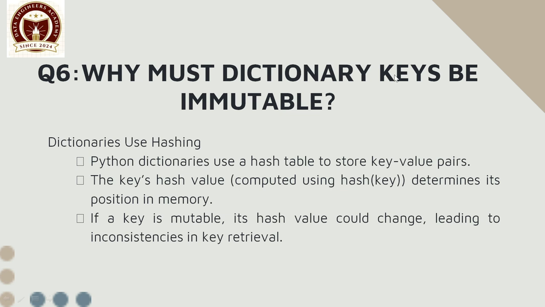Why must dictionary keys be immutable? Since dictionaries use hash tables, immutable keys ensure consistency in key retrieval. Mutable keys could change their hash value, leading to lookup failures. That means if a key is mutable, its hash value could change, leading to inconsistencies in key retrieval. Let us see the next question.